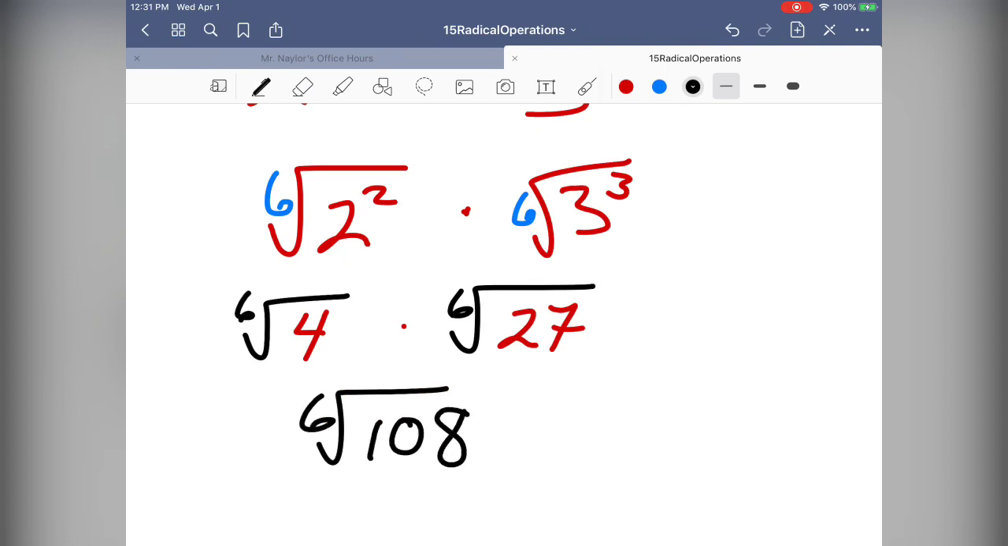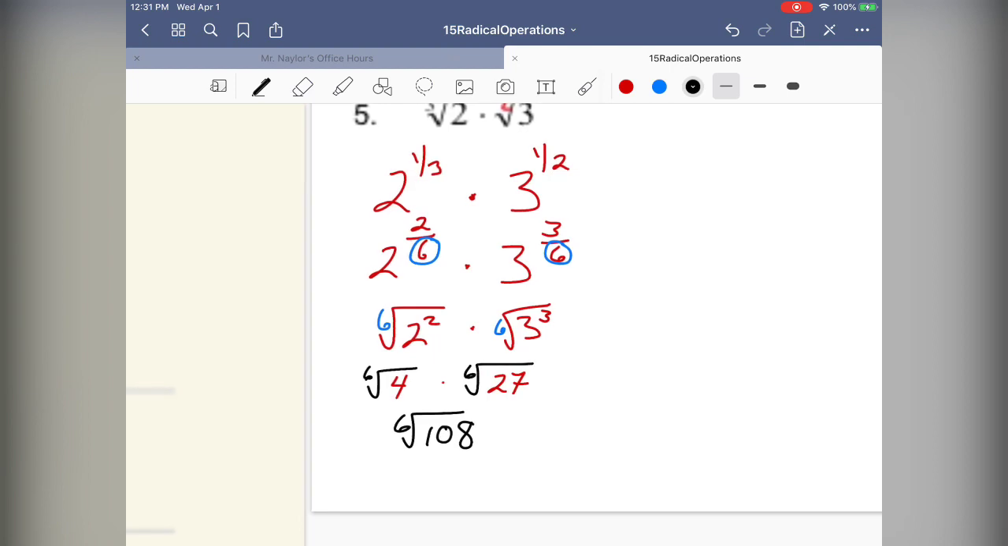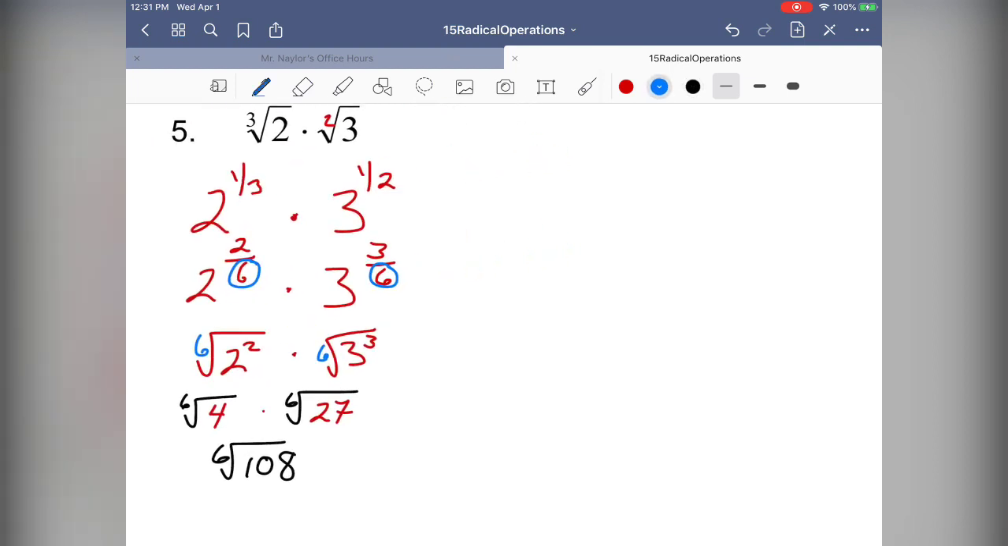A little tricky, a little fancy, but it takes knowing that if I can make these exponents have the same denominator, then I will eventually be able to think of them as having the same index.